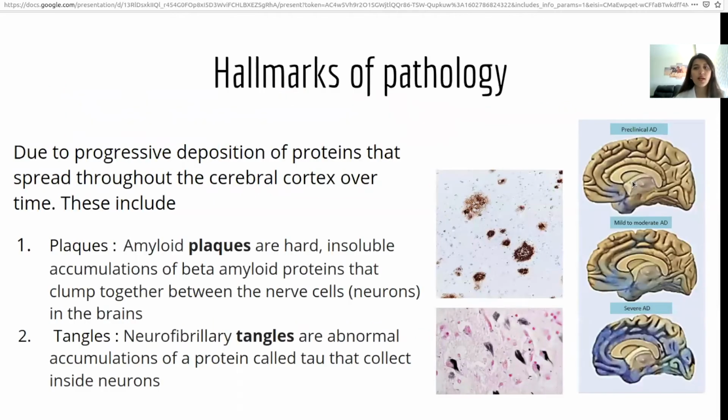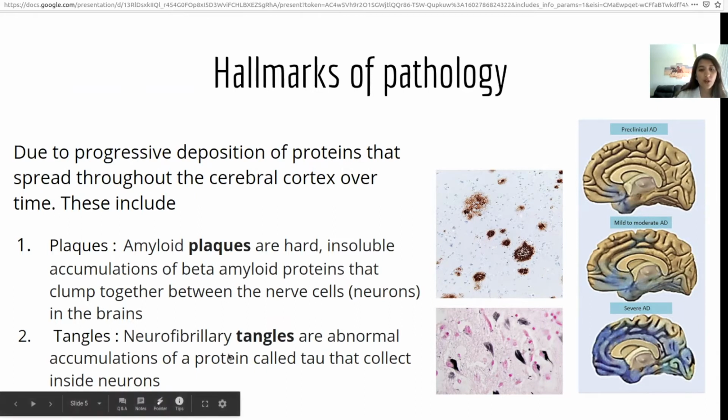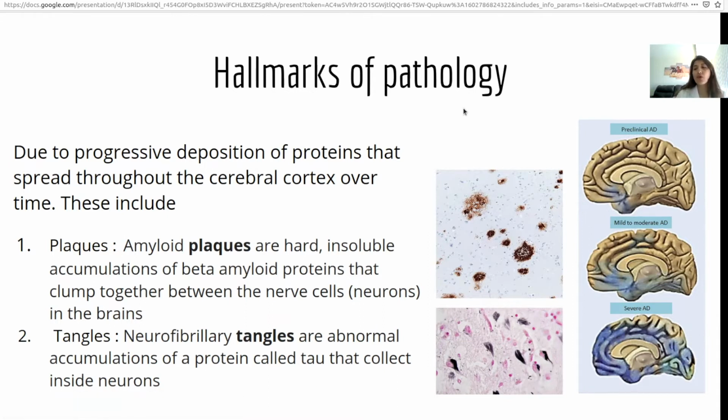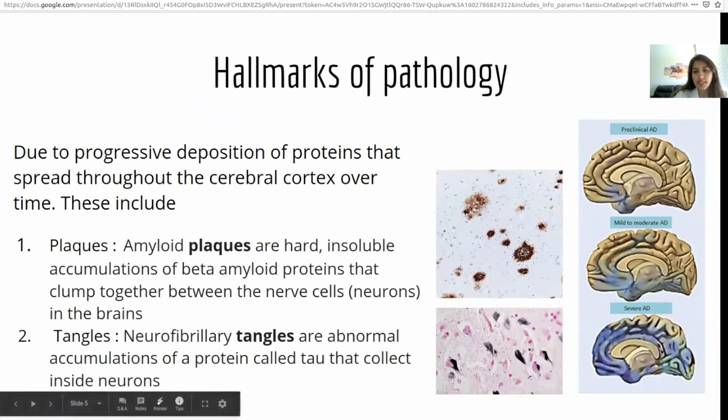So, what are the hallmarks of pathology? It is basically associated with deposition of various kinds of toxins like amyloid plaques that I discussed in the previous slide. Deposition of beta amyloid proteins and tangles, which are the tau protein, is associated with the pathology of Alzheimer's disease. In this image here, you can see these brown color depositions, which are amyloid plaques, and these are the neurofibrillary tangles.